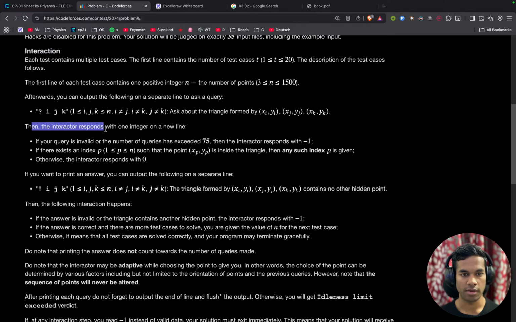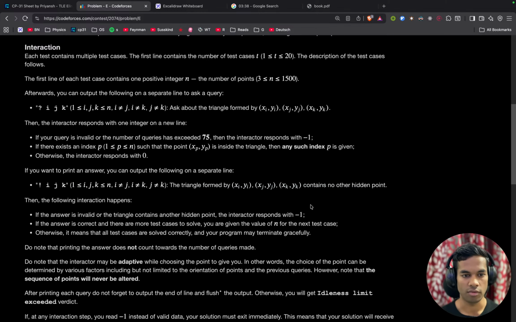Then the interactor responds with one integer on a new line. If your query is invalid or the number of queries has exceeded 75, then the interactor will respond with -1. If there exists an index p such that the point is inside the triangle, then any such index p is given, otherwise the interactor responds with 0. If you want to print an answer, you can output the following on a separate line. This is the answer: the triangle formed by this contains no hidden points.